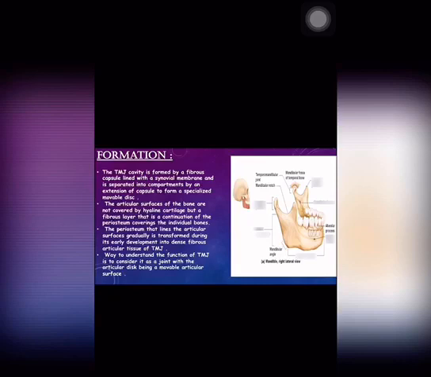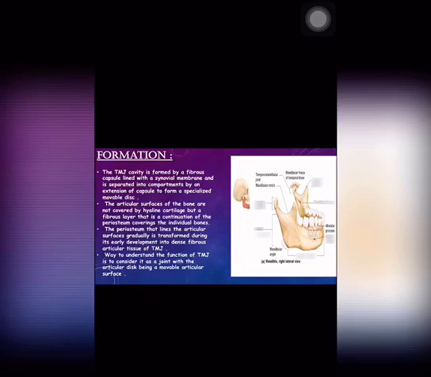The periosteum that lines the articular surfaces is gradually transformed during its early development into the dense fibrous articular tissue of the TMJ. A way to understand the function of the TMJ is to consider it as a joint, with the articular disc being a movable articular surface. Now in this picture, you can see the mandibular fossa of the temporal bone, the mandibular condyle, and the mandibular notch.